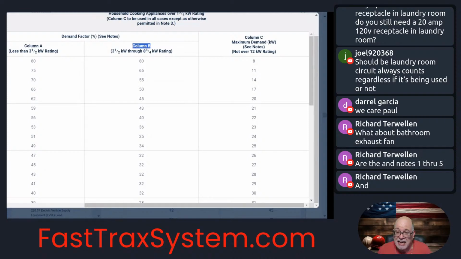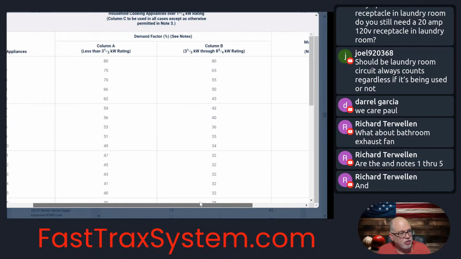But if it was 9 kW, then in your calculation, you just use 8. You see how that works? It is only until you get over 12 that you have to start using the various notes that are down underneath this table. And those notes are not informational notes. They are actual notes that are very applicable to your calculation.